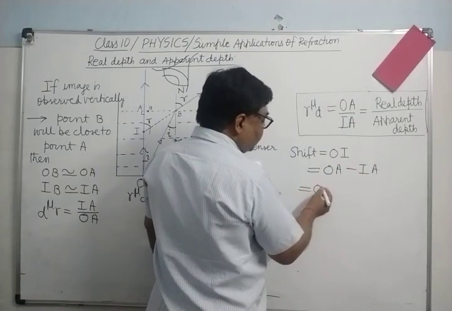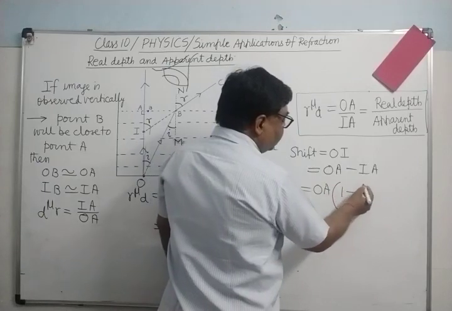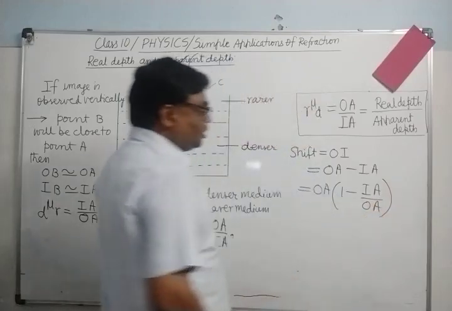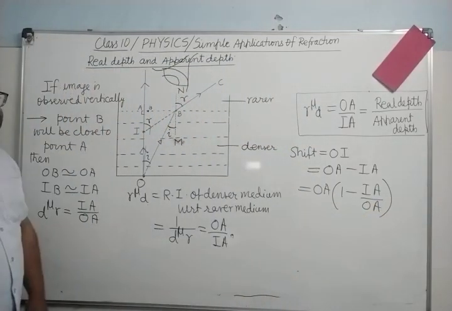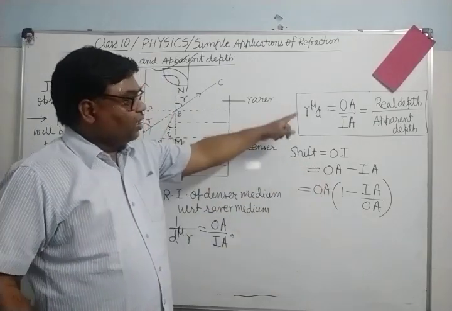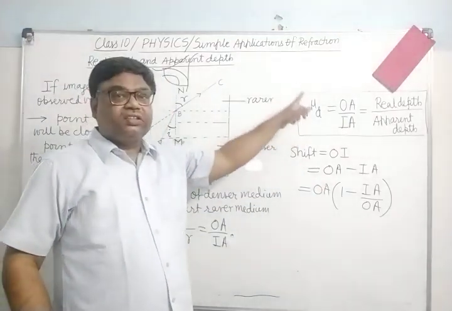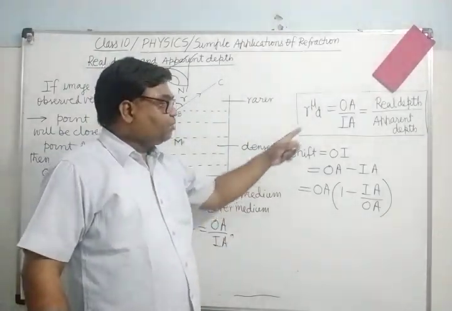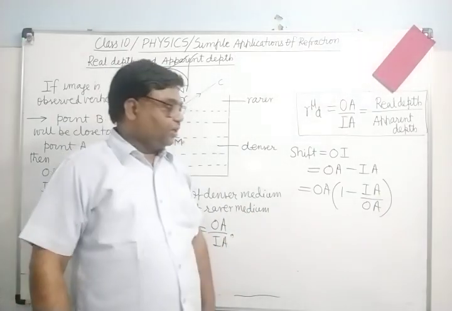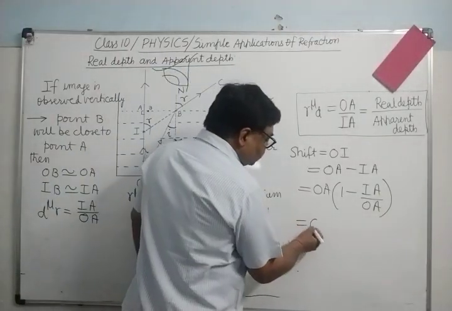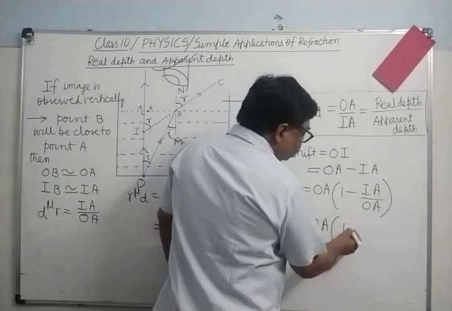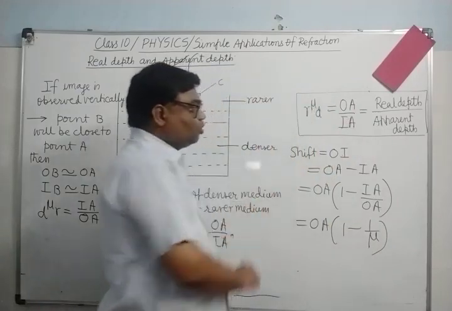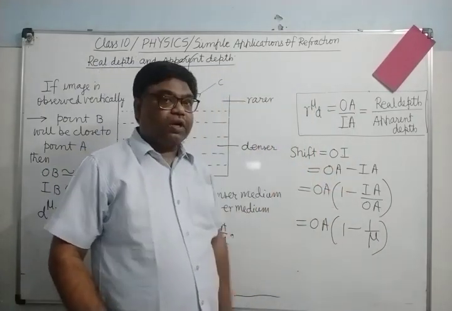Now OA you take out common: 1 minus IA upon OA. It's clear. Now what is IA upon OA? It is the reciprocal of the refractive index of the denser medium, or that medium in which the object is situated. So simply we write it as OA into 1 minus 1 upon mu. Why is it reciprocal? You can see OA upon IA equals mu, so IA upon OA equals 1 upon mu.